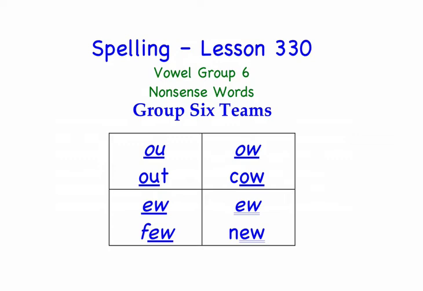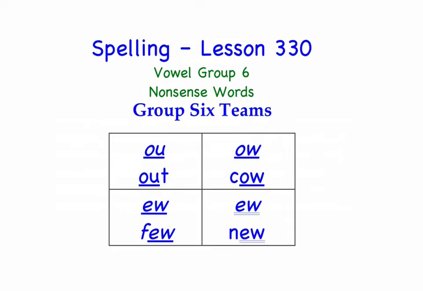There are very few words where you're going to encounter this, but nevertheless, when you do, when EW represents its second sound as a vowel group 6 team, you double underline it. So again, the first sound for EW is U, as in few, underline EW once. When EW represents its second sound as a vowel group 6 team, it will be the sound oo. And when that happens, you double underline EW.